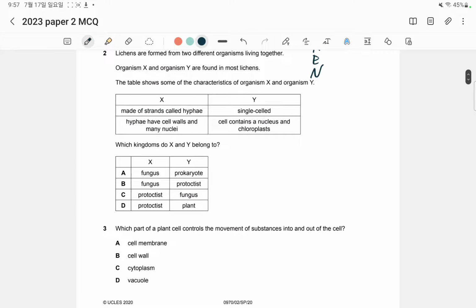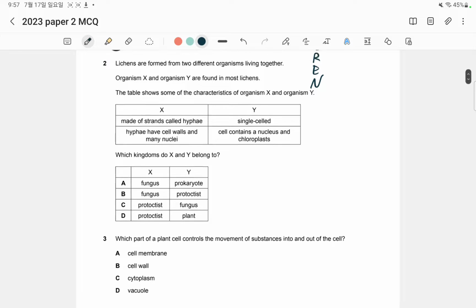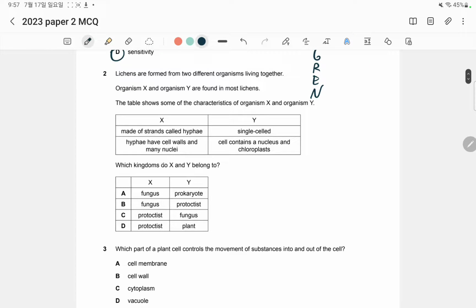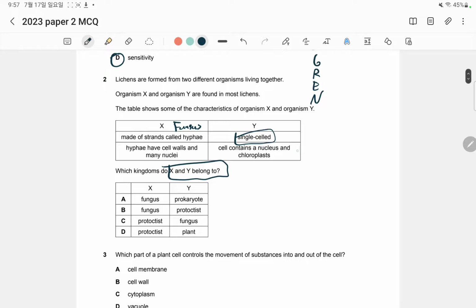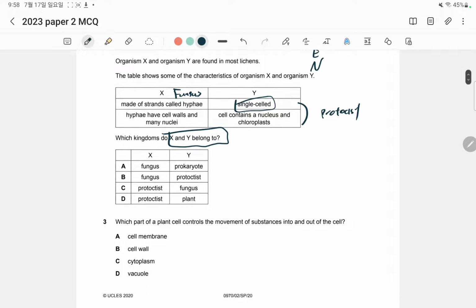Okay, question 2. It's asking us which kingdoms X and Y belong to. So let's look at X first. It says X is made of strands called hyphae, and immediately you should think of fungus. And for Y, it's single-celled, and it contains a nucleus and chloroplasts. So this would mean that it would be part of the protoctist kingdom. So the answer would be B.